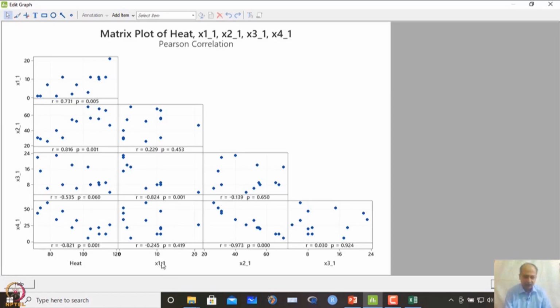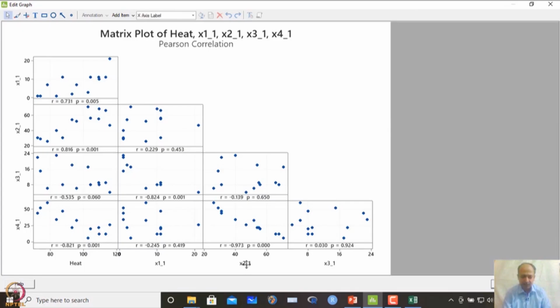Now, if I see within the variables how x1 is related, with x4 it does not have any correlation, but with x3 it has a high level of correlation. So, x1 and x3 are highly correlated over here. So, in this case, this is the observation.